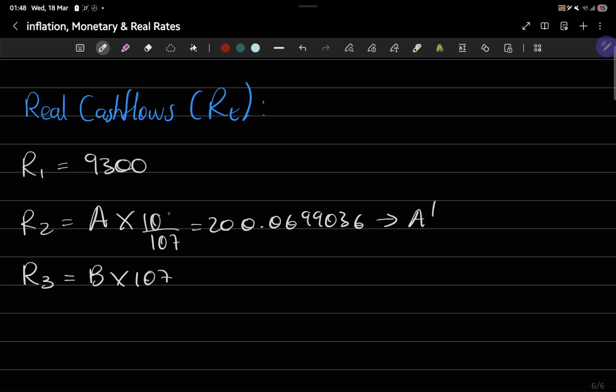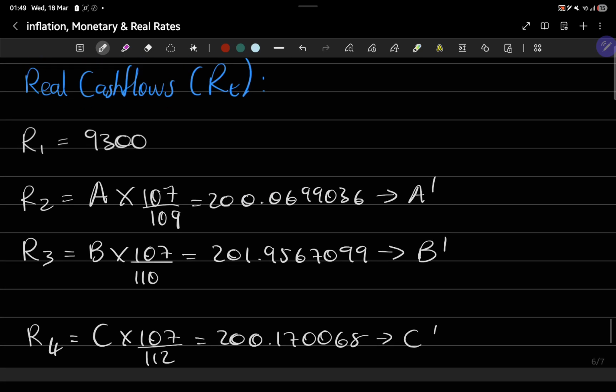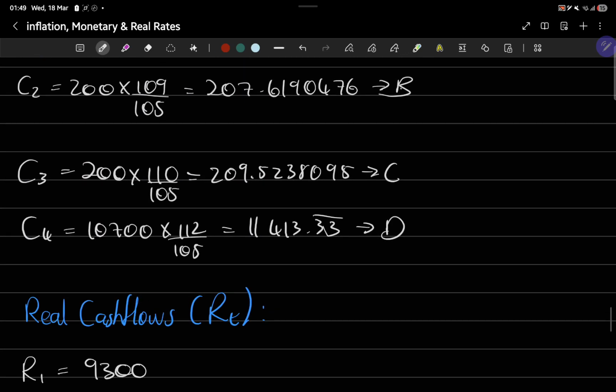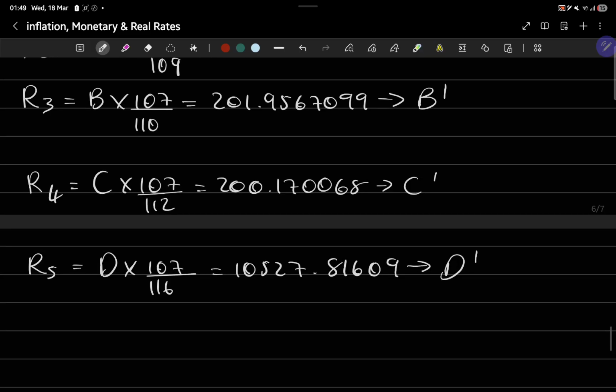Sorry, I just realized now this is supposed to be 107 over 109 because we're deflating here, and then this will be 107 over 110 to get 201,9567099 to store as B prime, and we do that for the rest of them. And so after calculating the corresponding real values for each of the monetary cash flows, we have A prime, B prime, C prime, and D prime.